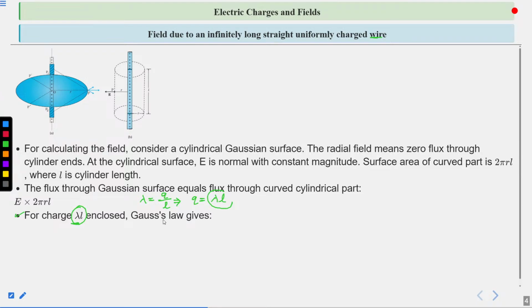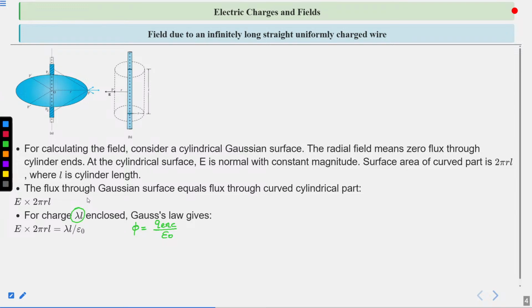Now we will use Gauss law. According to Gauss law, the total flux passing through the closed surface is equal to the total charge enclosed by the closed surface divided by epsilon naught. Here the total charge enclosed by the closed surface is lambda L.